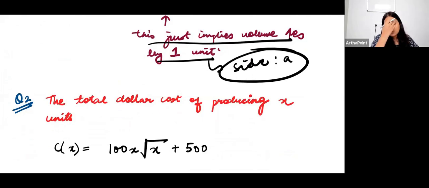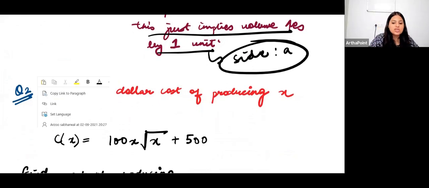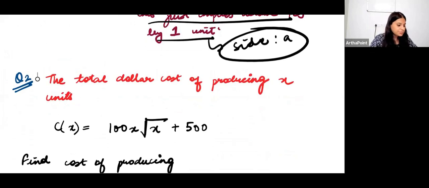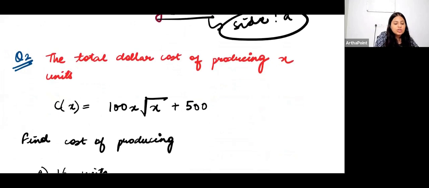Okay. Now, this is another question which is given to us. Let's try and solve this, and then I'll give you one for practice. So, this says that the cost function is given by 100x root x plus 500. And they're asking you to do 4 things with it.